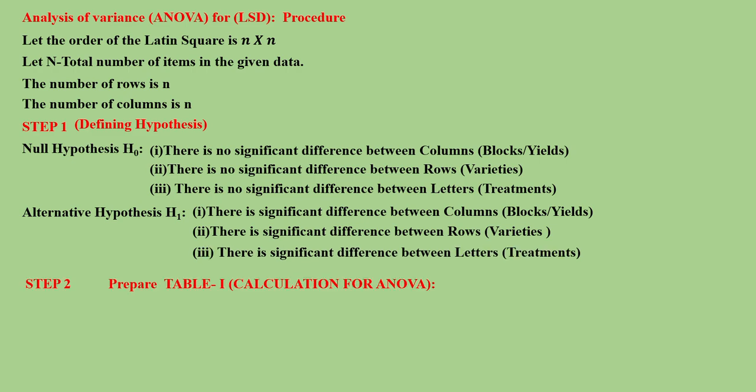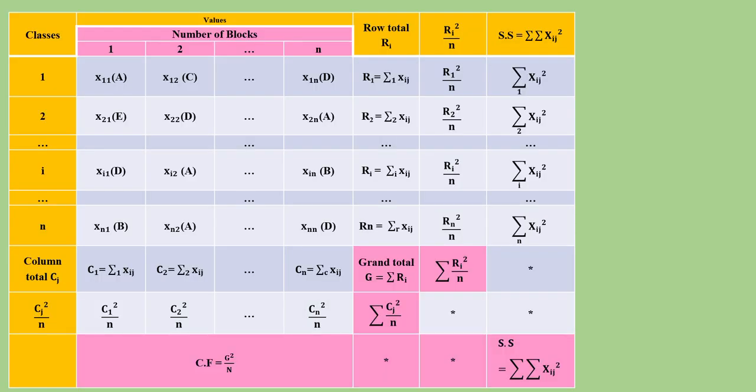Step 2, prepare table 1, right? Calculation for ANOVA, as usual, like two-way classification. So find row total, column total, then Ri square by n, Cj square by n, right? Here n only, right? Because n is the same. This is a square matrix. Then find the grand total, sum of squares, and as usual correction factor, right? That's all, right?